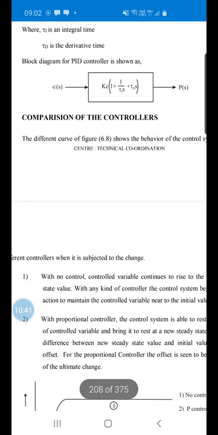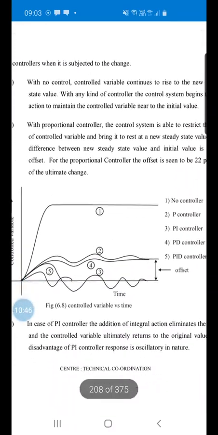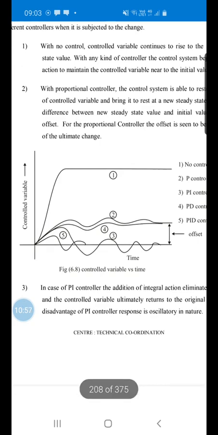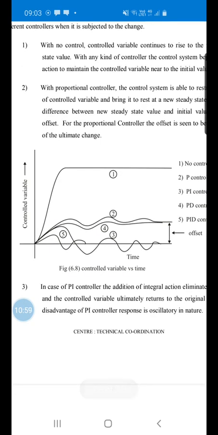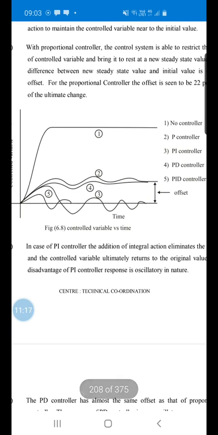So the comparison between these controllers is shown in this figure. This shows how the control variable changes with respect to time. Whenever there is no control, in the first curve, the control variable continues to rise to the new steady state. So what happened in this case? The system reached the new steady state and remains the same, which is not desirable. So we are going to add different types of controllers.